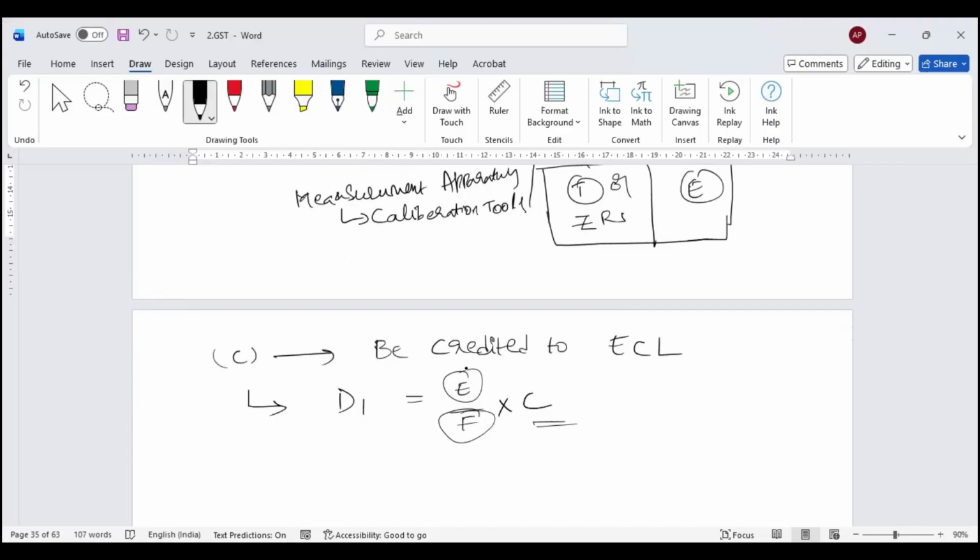A, not eligible, don't take. B is specific eligible, take. C is a common fixed assets. Now you apply this formula: exempted turnover divided by total turnover into common credits.